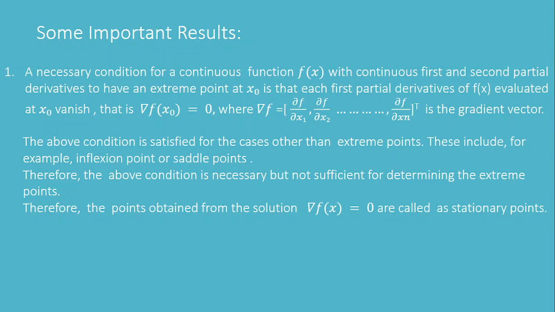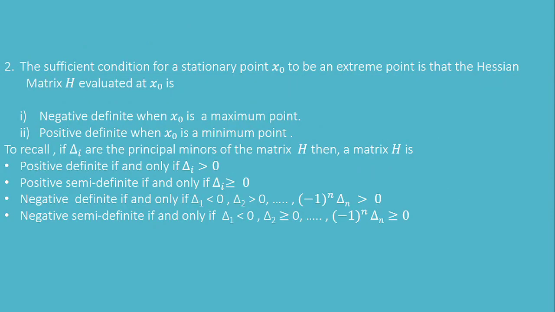The points obtained from the solution of del f = 0 are called the stationary points. So whatever points we get after solving del f = 0 are called the stationary points.